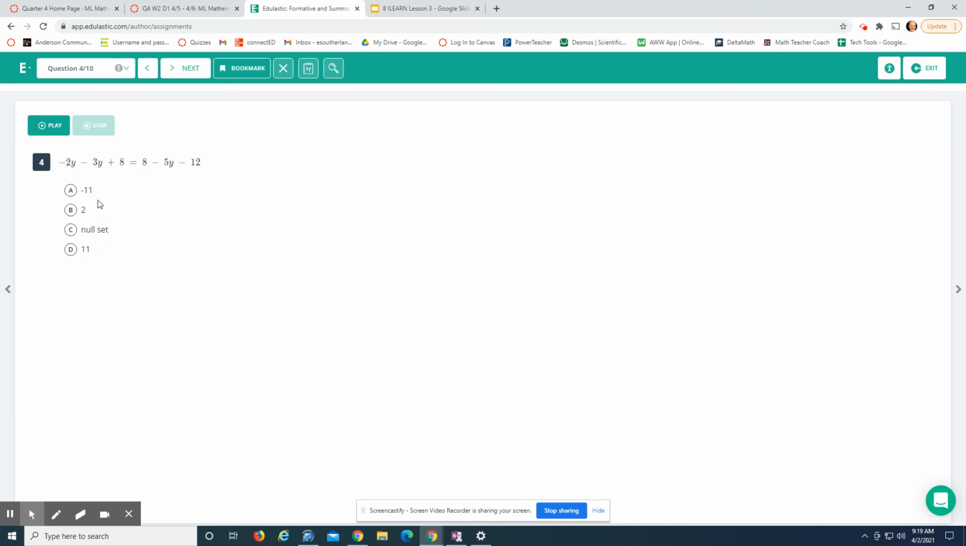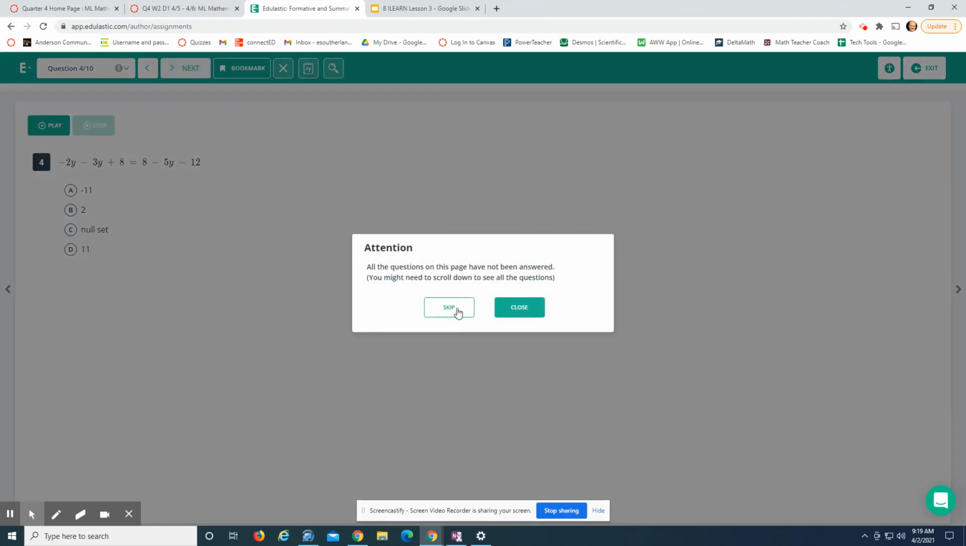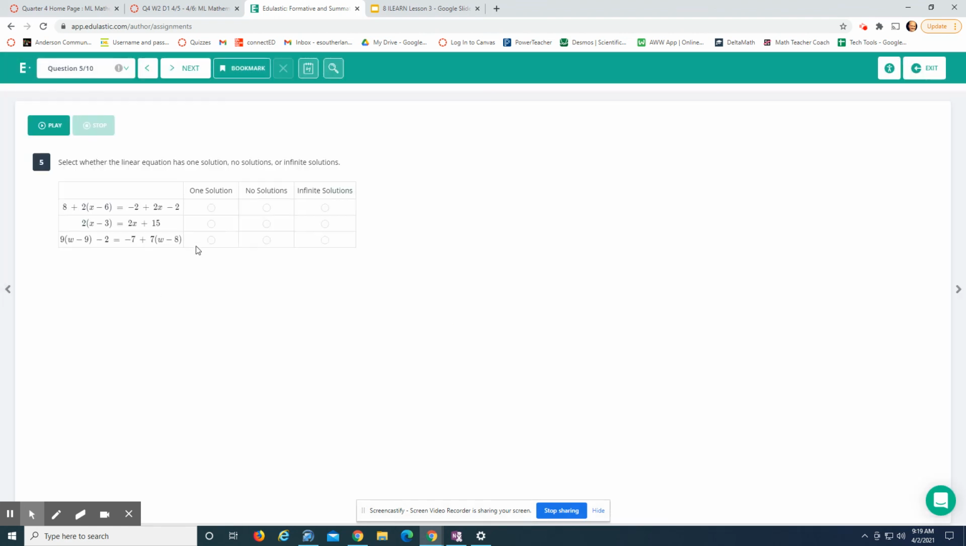I do want to mention this one's kind of weird. It says null set. So -2, -5, that's going to become -5, -5, -5, 8, and then 8 and -12 become -4. This is going to be null set. It's another way to say no solution. And then this is just like I did on the last one. Work these out, see if it's one solution, no solution, or infinite solutions.